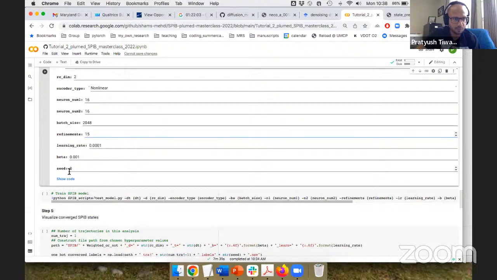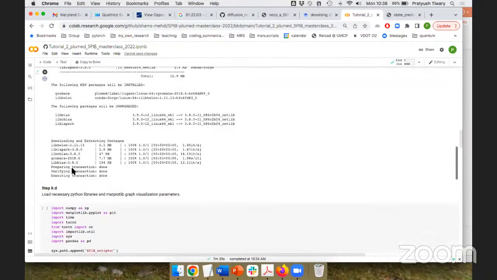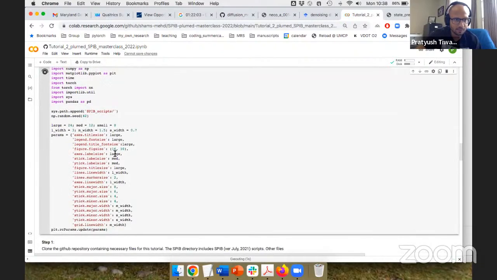Okay, let's go back to this. Seed. Now, what was seed? I've forgotten. It's just a random number, right? Yeah, it's for reproducibility. Random seed. Good. Okay, looks like this finished. Let's go to the next one. We'll load the necessary Python libraries.